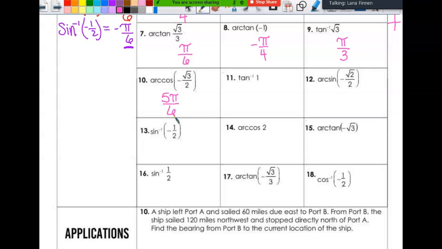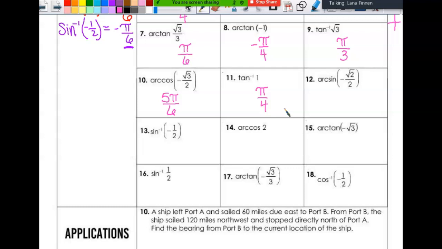So tangent inverse of 1, what's that? Just pi fourths, right? Those match up right there. All right, so then arc sine of negative square root of 2 over 2. All right, so when is sine square root of 2 over 2? Positive.